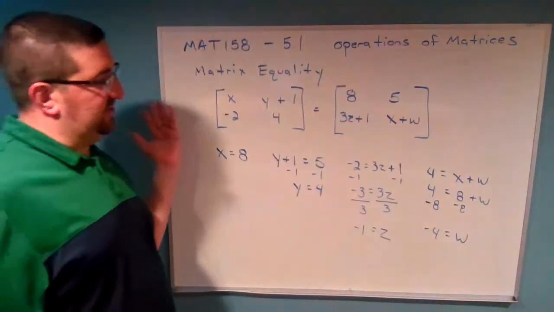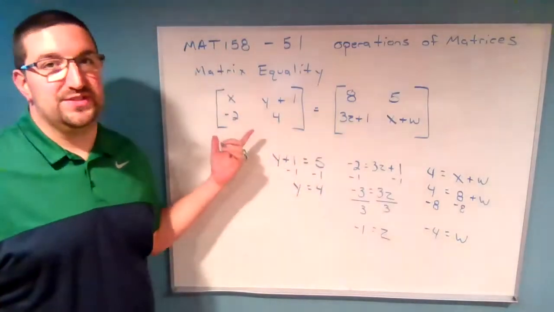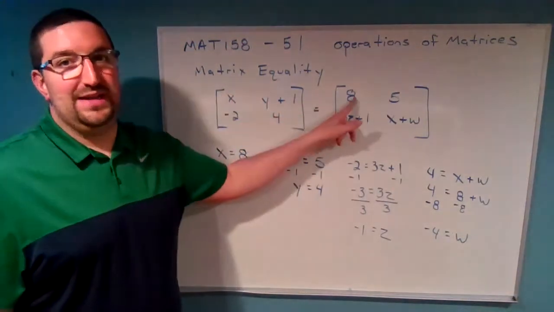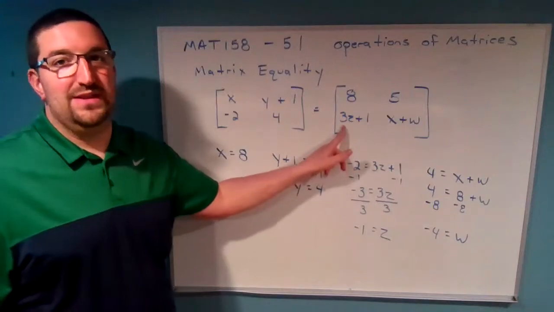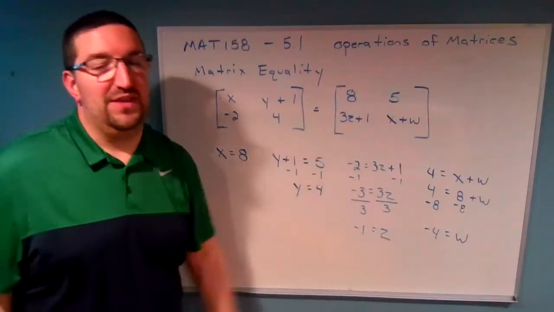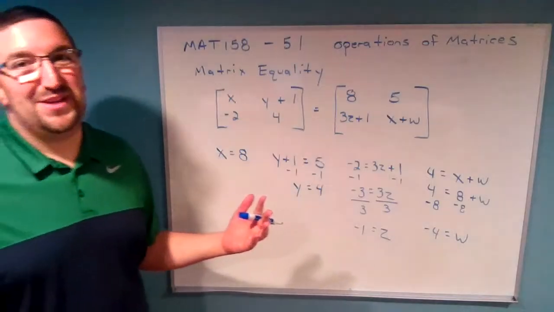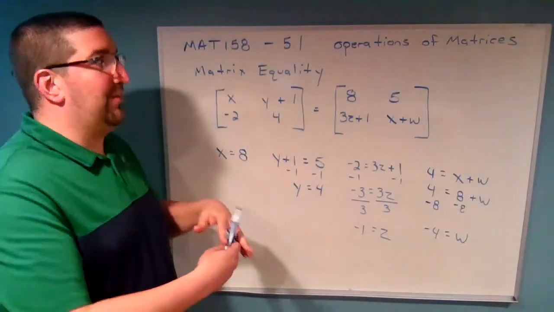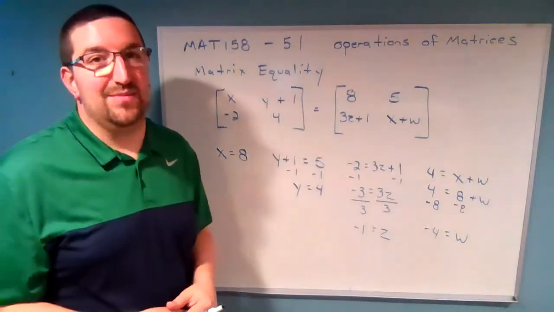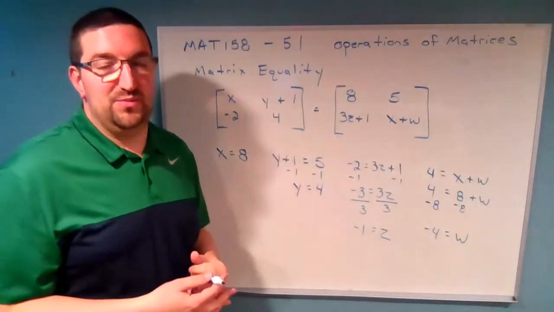So we have just solved these two matrices. That's matrix equality: the corresponding entries of matrices with equivalent dimensions are equal, and we solve for our variables. Obviously, we can make the problem harder by putting more terms in, but it's the same thing no matter how many terms we have.